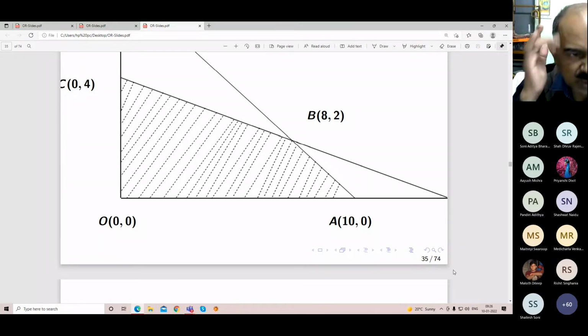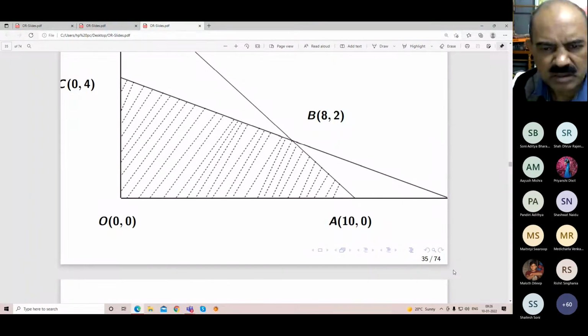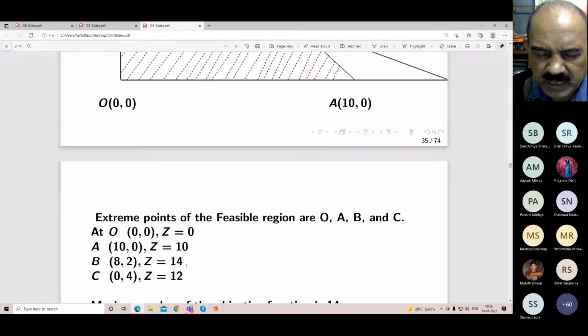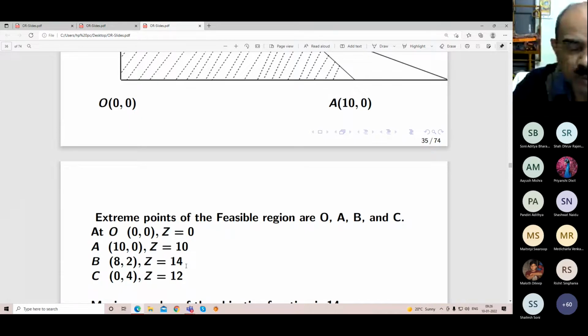That is the reason we search for the solution at the extreme points only, nowhere else. So this point is 8, 2, this is 10, 0, this is 0, 0, this is 0, 4. Of the 4 extreme points, at B we find the maximum solution, so the maximum value is 14. In that problem, there was no objective function. It was given only to find the basic feasible solution. We were verifying whether the extreme point we obtained is a basic feasible solution or not. It is a basic feasible solution.